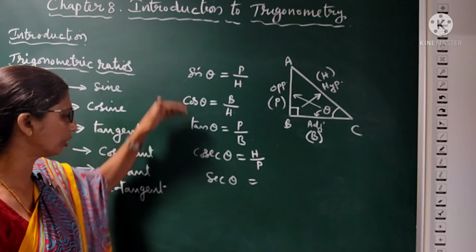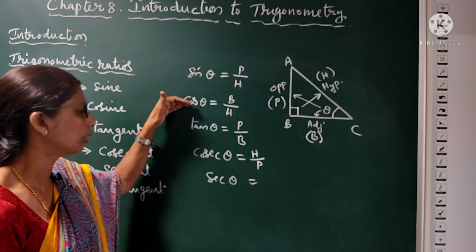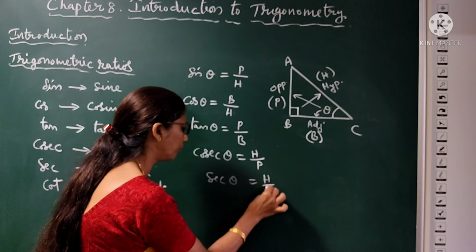Next it is coming sec theta. Sec theta and cos theta are having a relation. That means sec theta is the opposite of cos theta, that means the reciprocal of cos theta. It is coming H upon B.